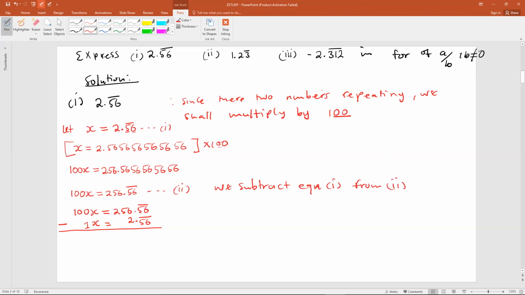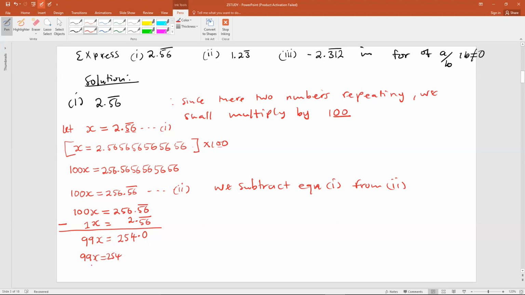So 56 minus 56, which is under the bar, gives 0. Then 6 minus 2 gives you 4. Then 5 minus nothing, that's 5. 2 minus nothing, that's 2. Then this will be equal to x. Of course, this is 100x minus 1x, so that will give you 99x. It's 100 minus 1, that's 99x. So when you have this, now solve for x. So what you have is 99x is equal to 254.